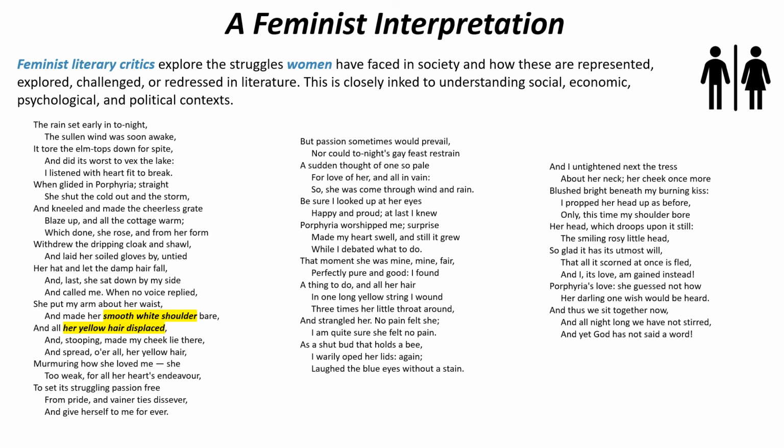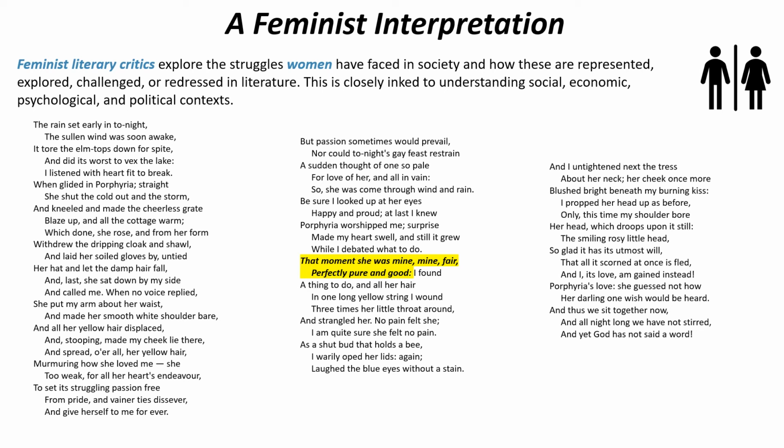And then if we look here, we're back to this idea of the objectification of women. So the smooth white shoulder, her yellow hair, show that the speaker is thinking about Porphyria very much in terms of her physical body, rather than in terms of her intellectual power or her intelligence or anything like that. So in the first section of the poem, we oscillate between seeing Porphyria as a stereotypical woman and between seeing her as maybe being quite transgressive, quite dominant in the relationship.